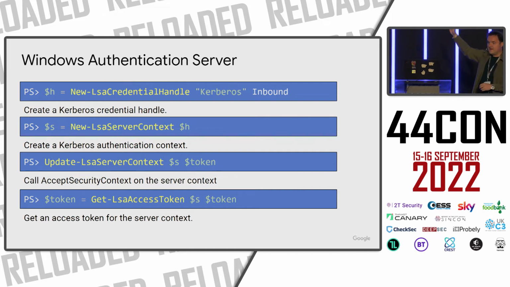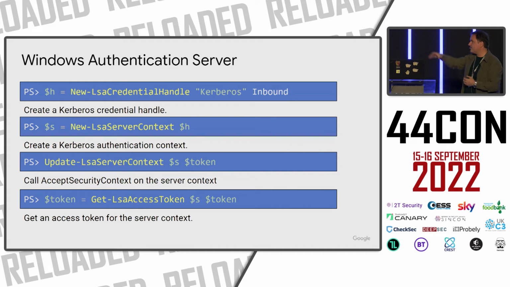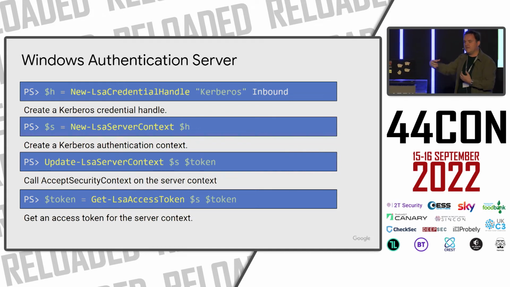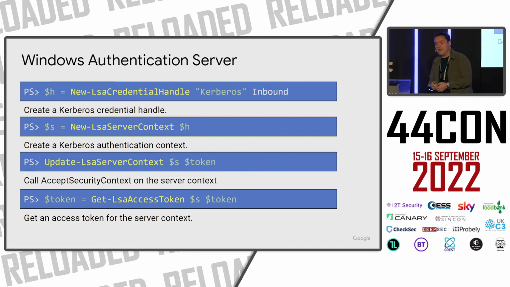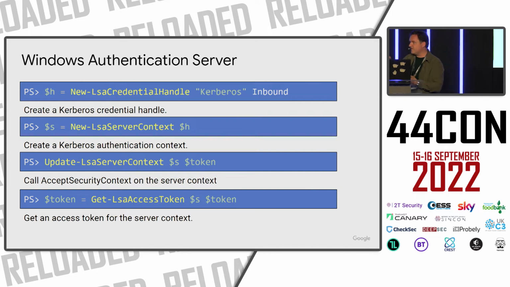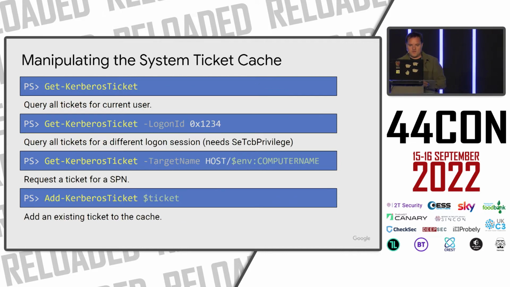On the server side, you can also do the server side. And the interesting thing about the server side, from a security research perspective, is that once you've done the authentication, you can then get out the access token associated with that authentication. And potentially you could impersonate it or do nasty things to it and gain additional privilege escalation on the local system. So those are the sort of things that I've been looking for of late.